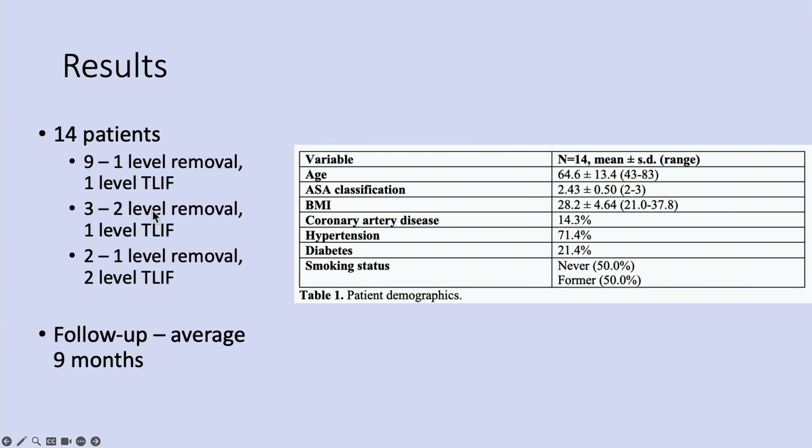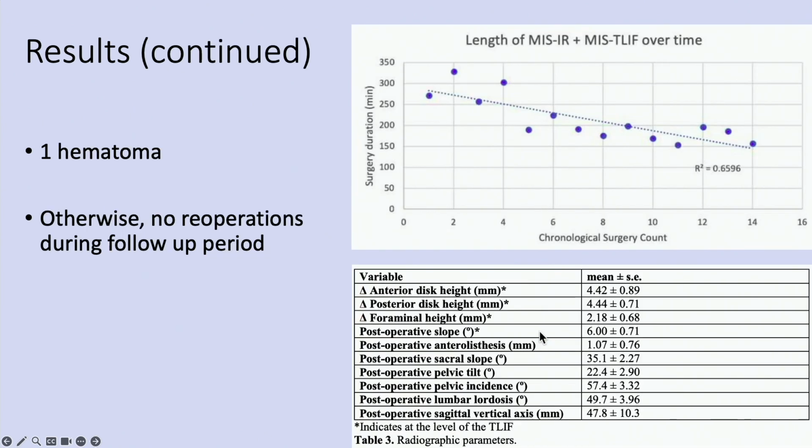Some of our results here, this was 14 patients. 9 of the patients just had single-level removal, single-level minimally invasive TLIF. A handful of them had multi-level constructs. Overall, they were in the ASA 2 to 3 range. And if you look at their medical problems and tally that up, most of these patients were frail. We followed them on average for about 9 months. There's one hematoma that had to be evacuated at the operative area, but overall, as we did more and more of these, the length of time of the operation went down. No other reoperations during the study period, and looking at postoperative radiographic measurements, these patients stayed fairly well balanced.